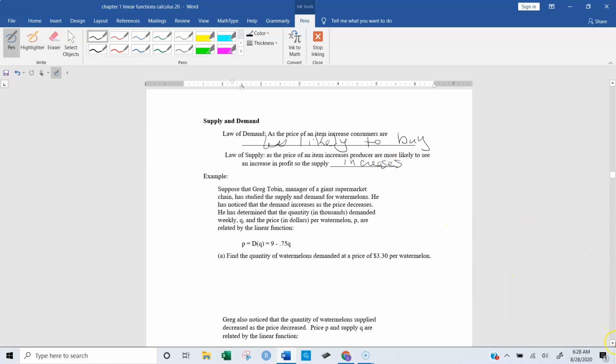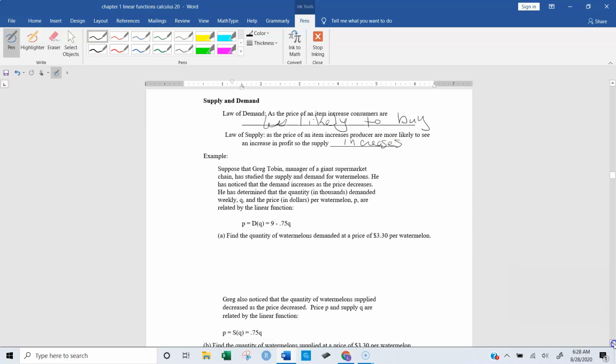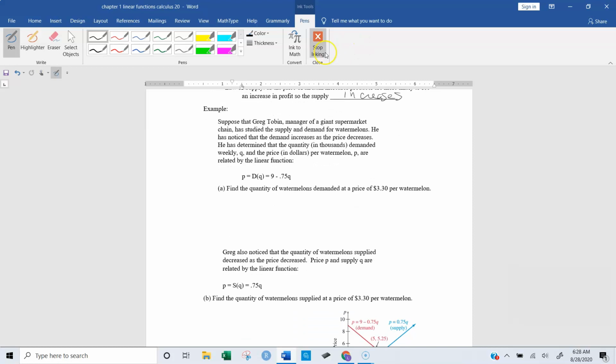All right, so we got Greg Taubin, manager of a giant supermarket chain, studied supply and demand for watermelons. So we're talking about watermelons here. He's noticed that demand increased as the price decreases. Makes sense. Cost less, we're going to buy more. He has determined the quantity in thousands, demand weekly Q, and the price in dollars per watermelon P are related in the following manner. So price, which is your demand function, is equal to 9 minus 0.75 Q.